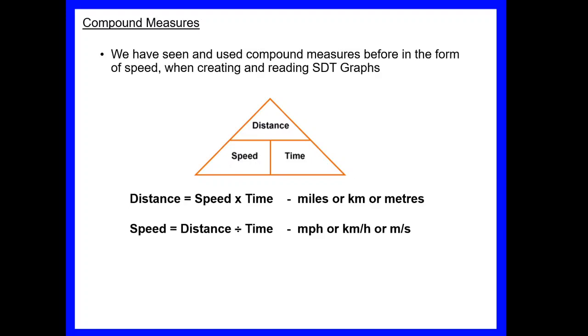Finally, for time then, if I want to find the time, we'll cover up time, we're left with distance over speed, so that's distance divided by speed, and our units of time are usually hours or minutes or seconds. Sorry, I missed off seconds from the end there. Okay, make sure you're happy with that before you move on. If you need to write down those formulae, please do that now.